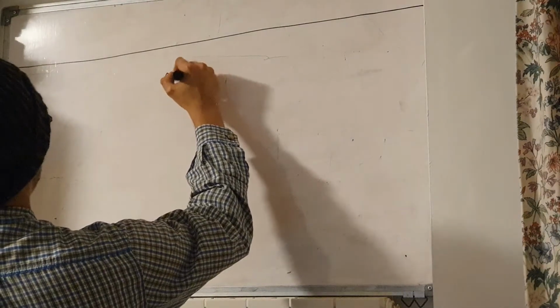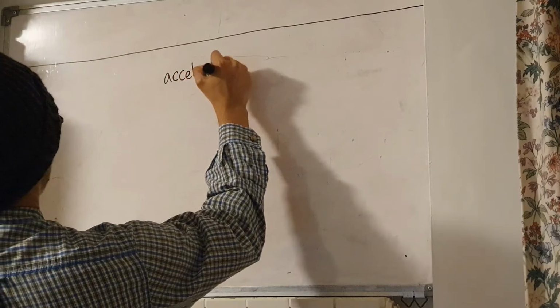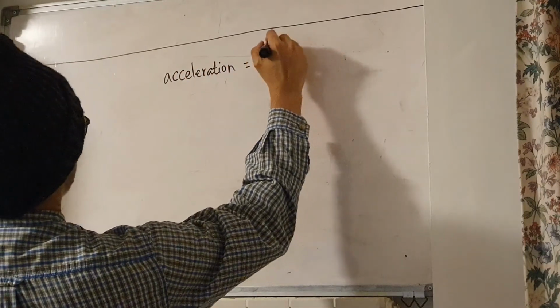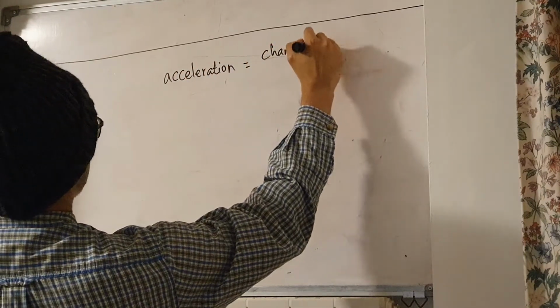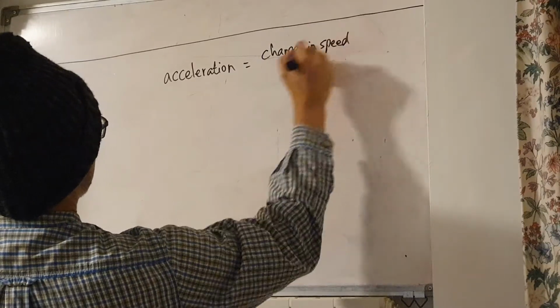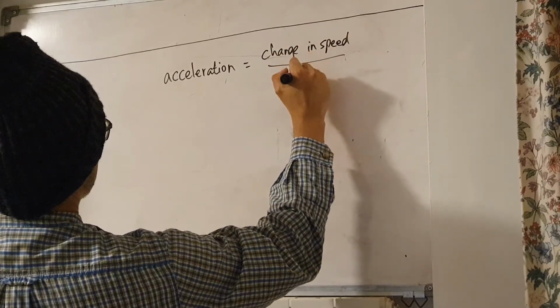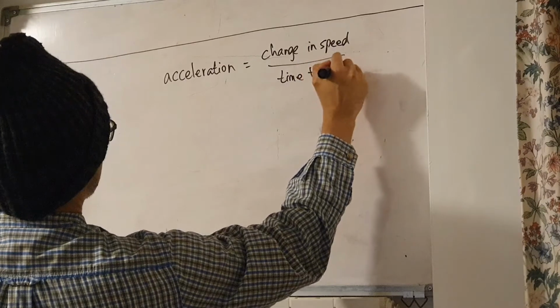Alright, so let's go back to the definition of acceleration. Acceleration is the rate of change of velocity. Now, we remember that velocity is a vector. So let me just write down what the equation is. Acceleration is equal to the change in velocity divided by time, or change in speed.